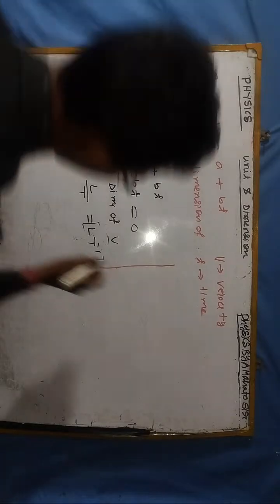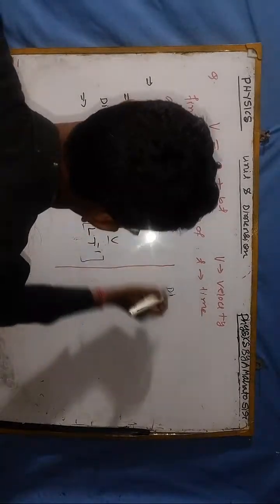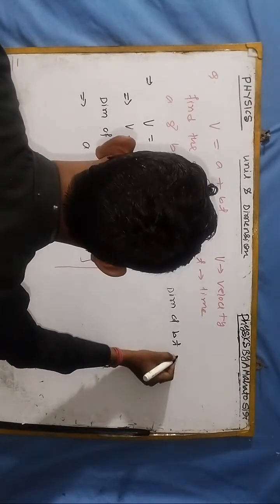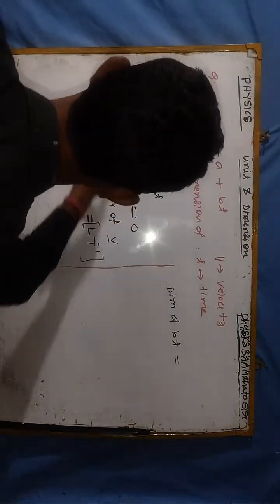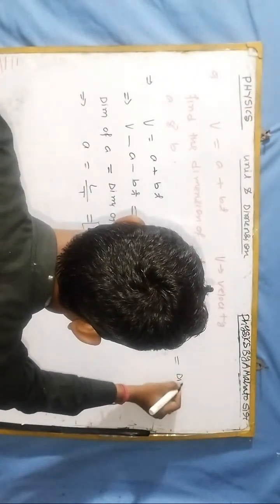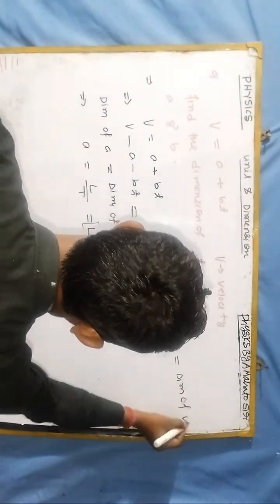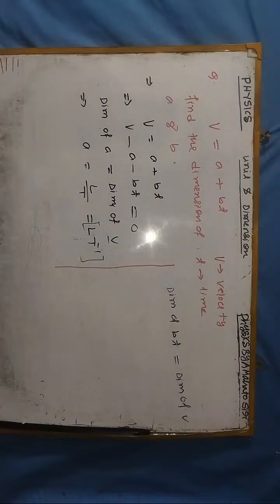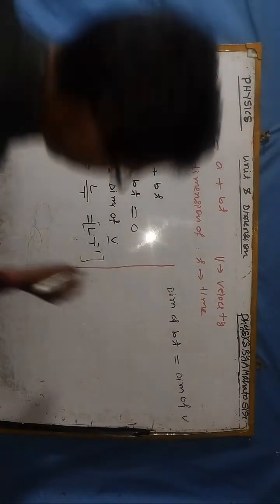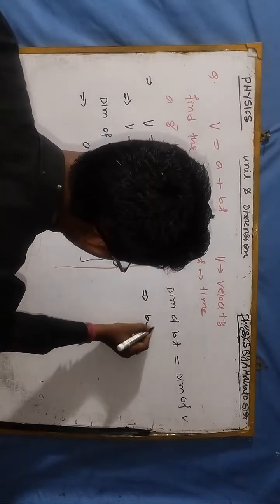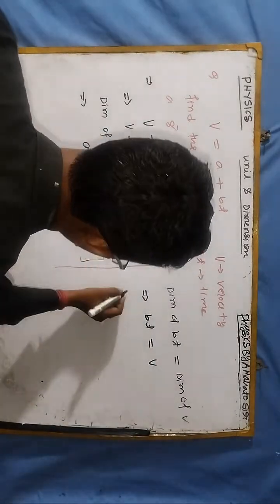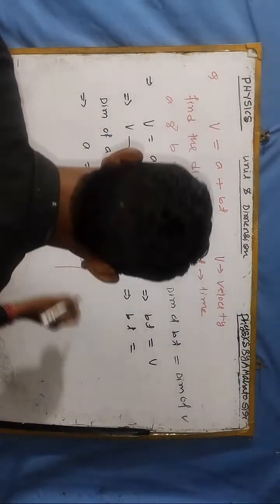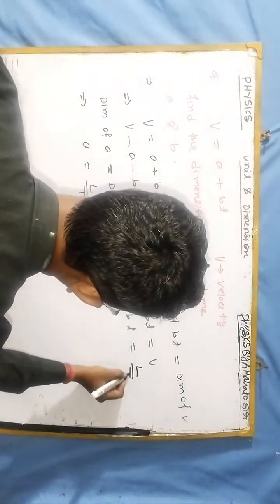So now the dimension of bt equals the dimension of v. Dimension of bt equal to dimension of v. The dimension of v is L by T.